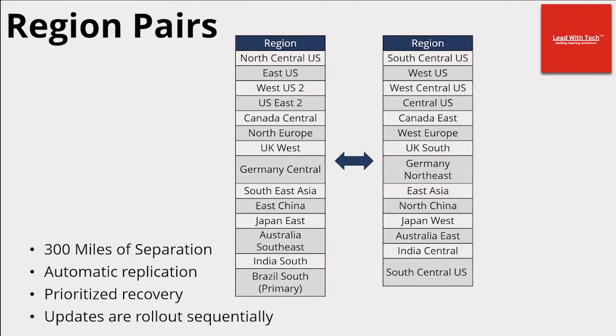Some of the conditions here would be that a region pair is something which has around 200 to 300 miles of separation for it to be considered as a region pair. And any region pair will have automatic replication of data and application access.